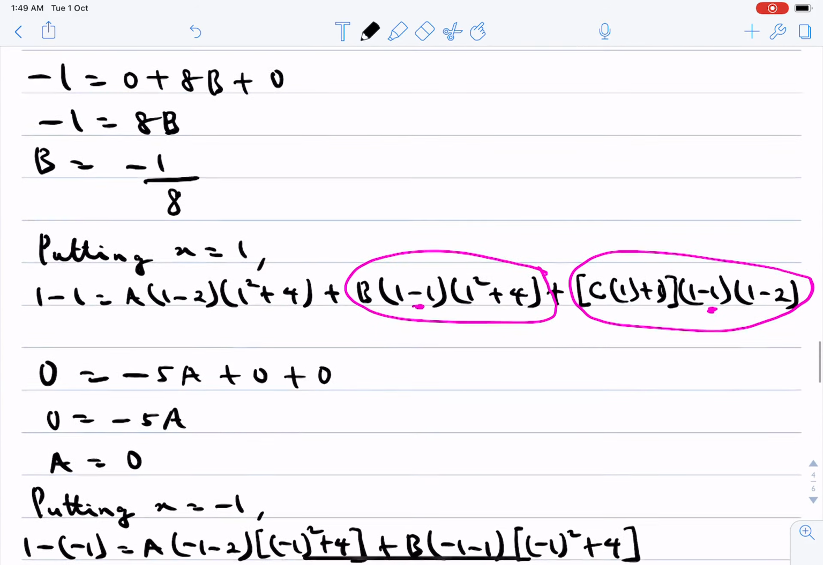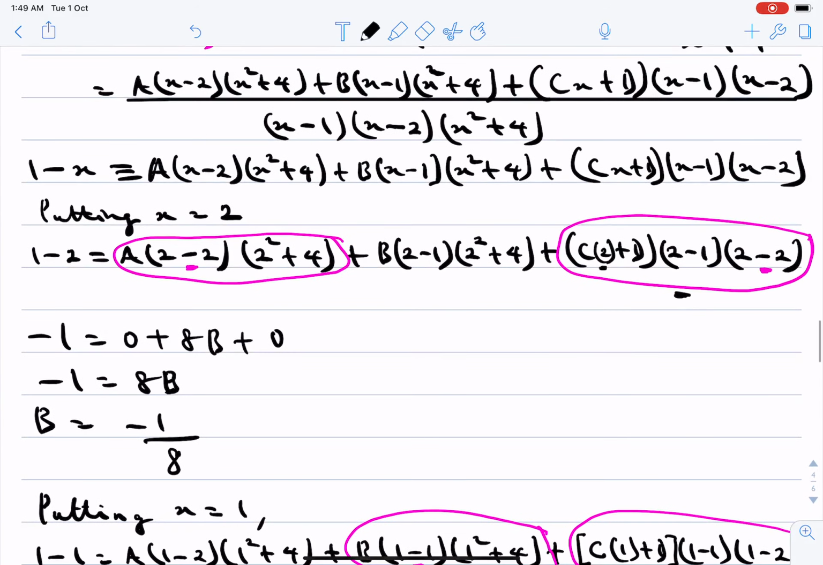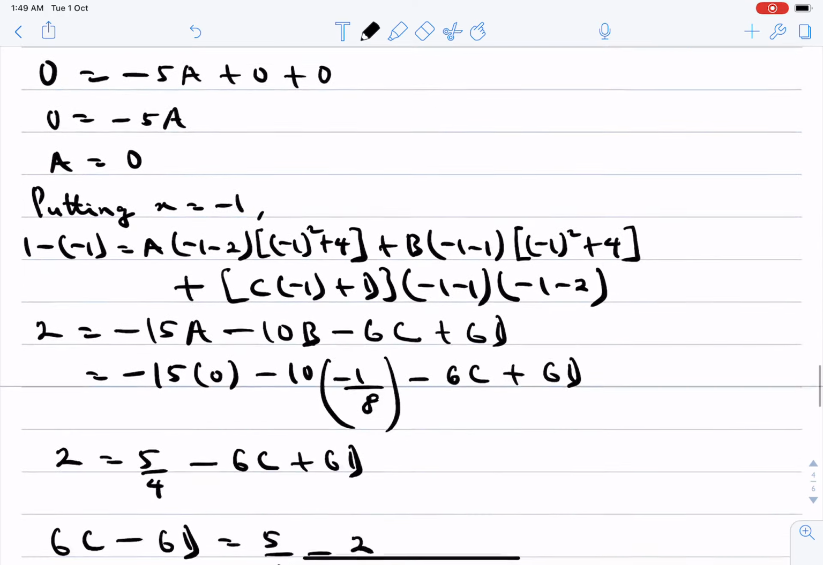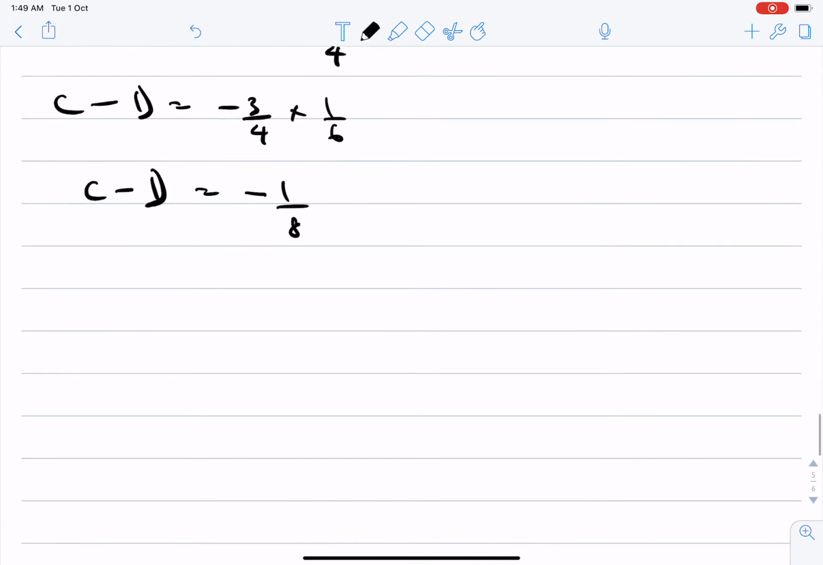Now, I just noticed I should have put x equals 0 to eliminate c. And that would have just given me an equation in terms of a, b, and d. And I would have substituted the values of a and b to get d. So let me do that now. Putting x equals 0.